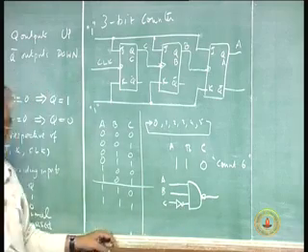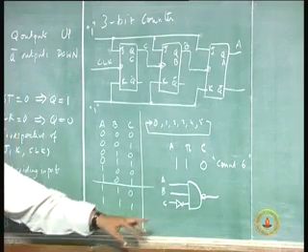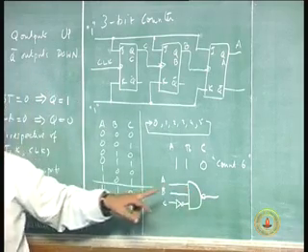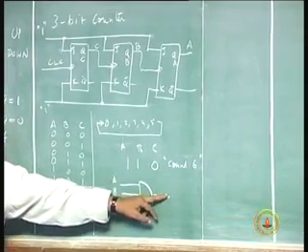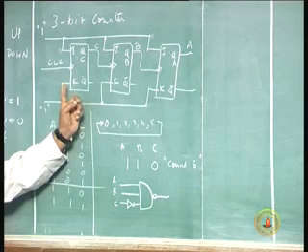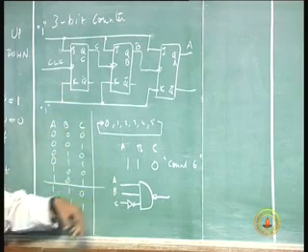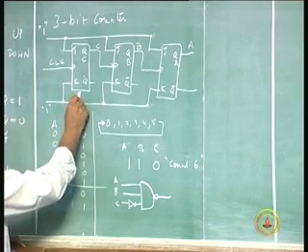So, a 3 input NAND gate will give a 0 output when this becomes 110 or this becomes 111, and this is what I will connect to the clear inputs of the 3 flip flops. So, the clear inputs of this flip flop.